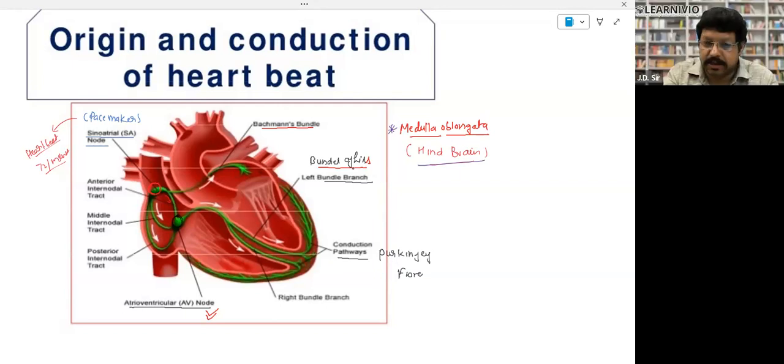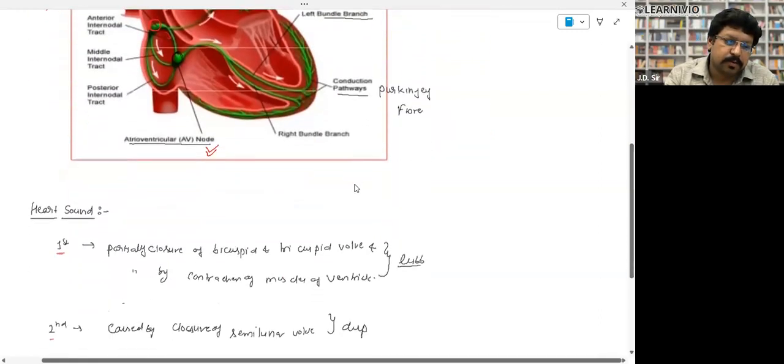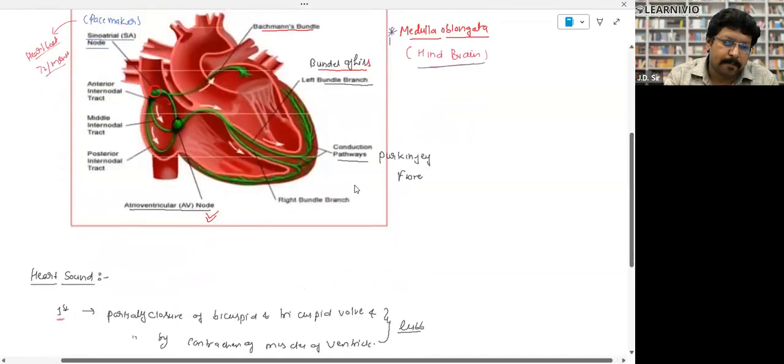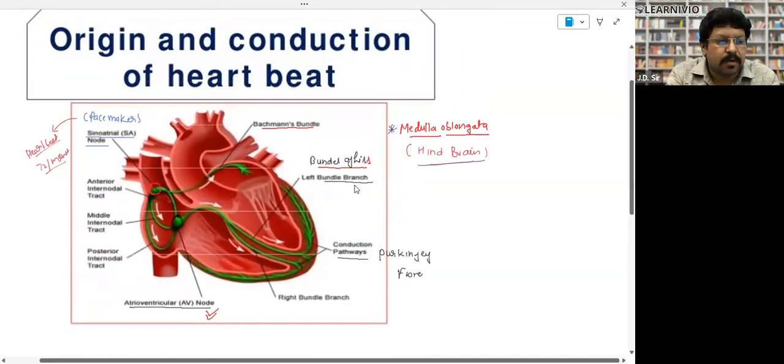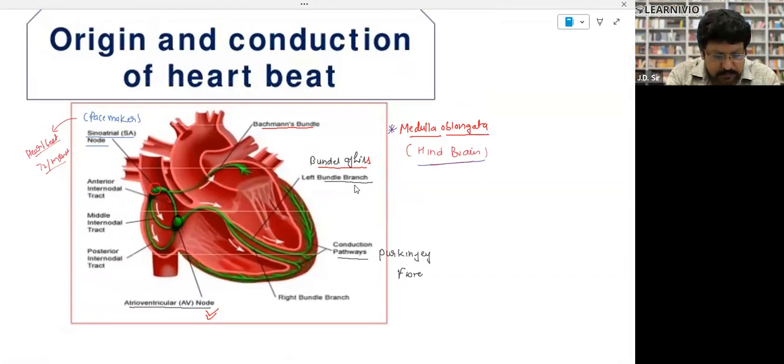Note down some points. Heartbeat originates from the SA node, which is called the pacemaker. Full stop.